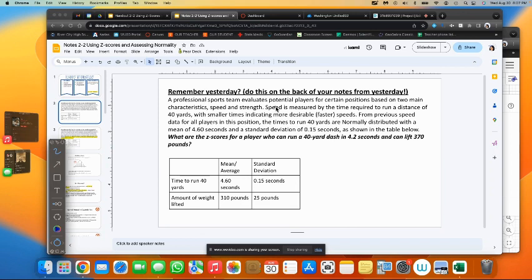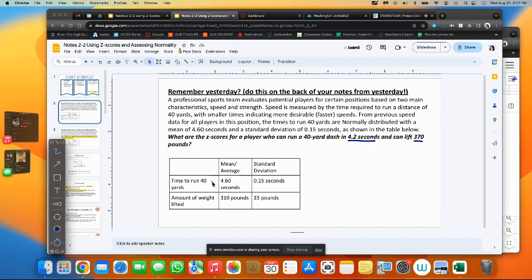So in this particular problem, we're looking at two characteristics, speed and strength. And we have a player here that says that they can run a 40-yard dash in 4.2 seconds and can lift 370 pounds. So in this case, we're going to find the z-score for both of these different things.